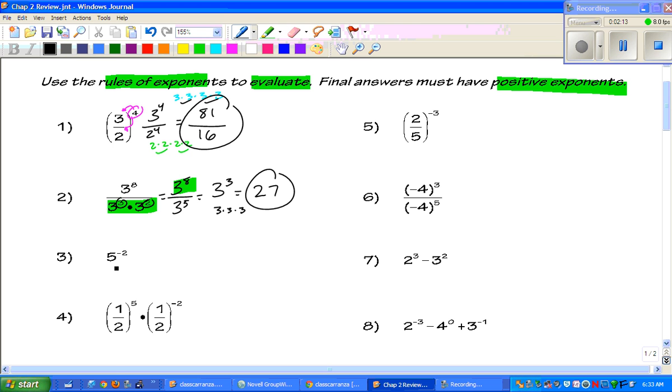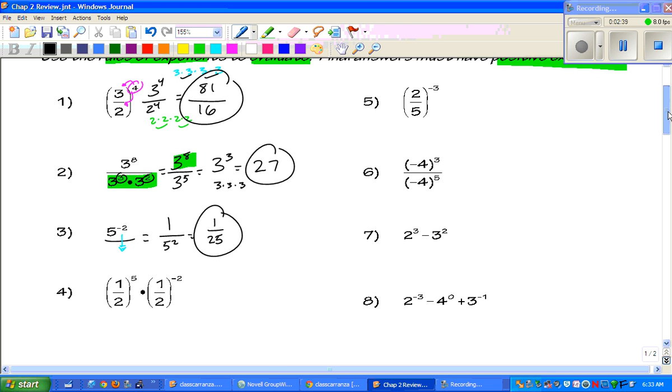All right, number 3. If your exponent's negative, drop it like it's hot. The 5 squared goes on the bottom, and you have to put a 1 up on top. We can reduce or simplify 5 squared, which is 5 times 5, which is 25.